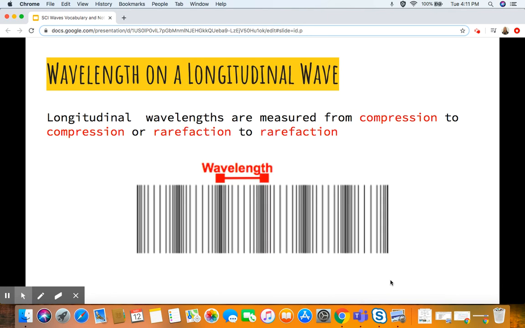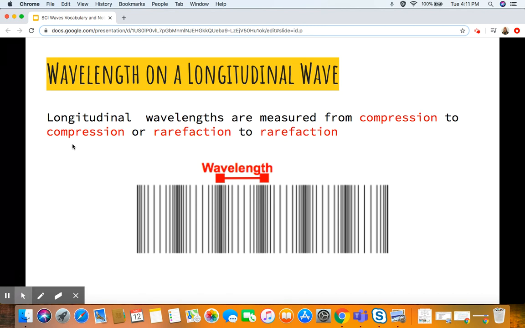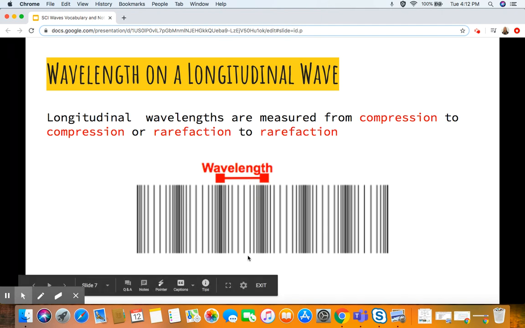Now let's look at the wavelength on a longitudinal wave. So longitudinal wavelengths are measured from compression to compression. Remember, compression is where they are close together, or from refraction to refraction. So refractions are where they're farther or more spread apart. So here in our picture, it's not lined up exactly perfect, but here we're going from compression where they're close together to the next compression where they're close together. Or if we wanted to measure from refraction to refraction, we can go from this line to this line, because it's the same place in our refractions.